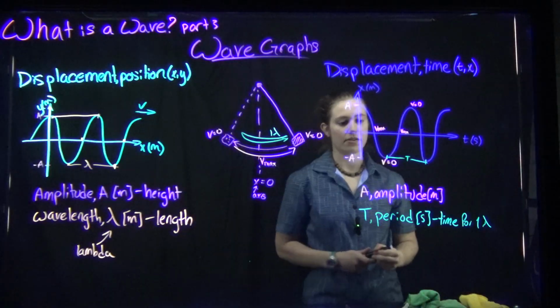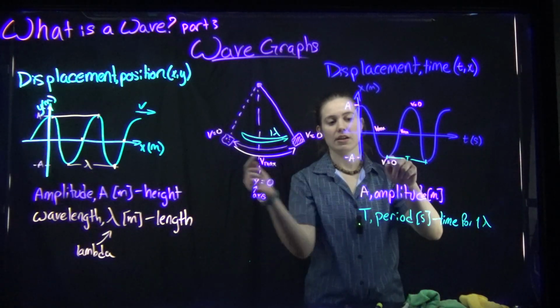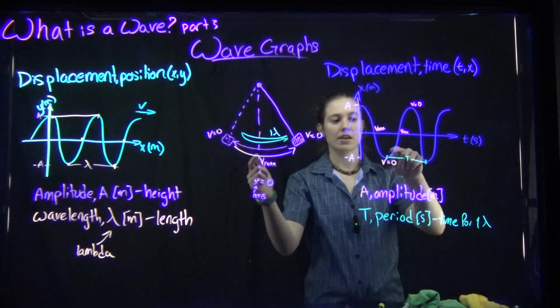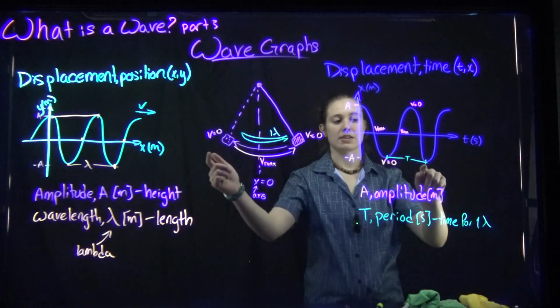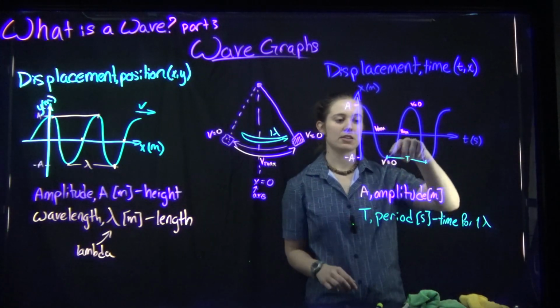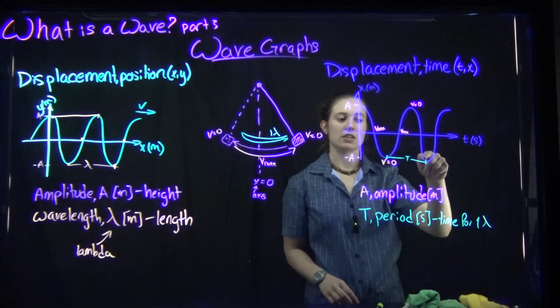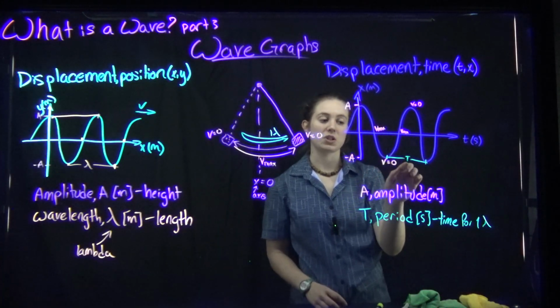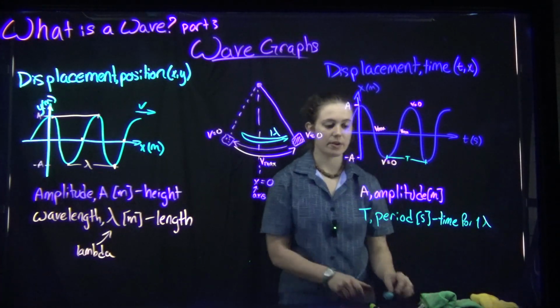That's one wavelength from the starting position back to the starting position. So if we measure from starting position, we say that was over here. And then we go back to starting position. That was one wavelength. So this distance is one wavelength, and that was the time for one wavelength.